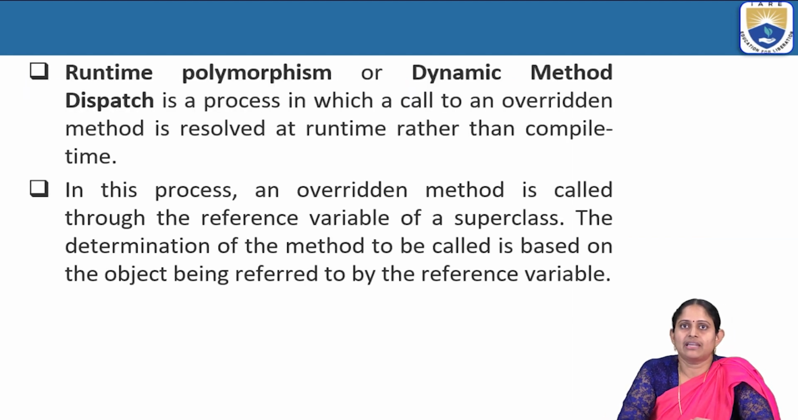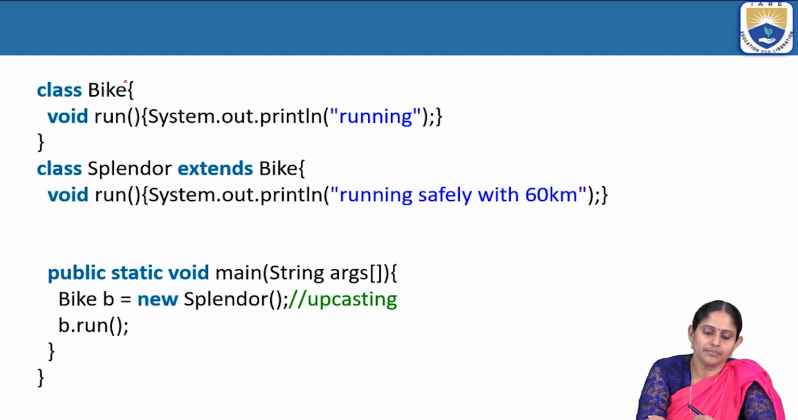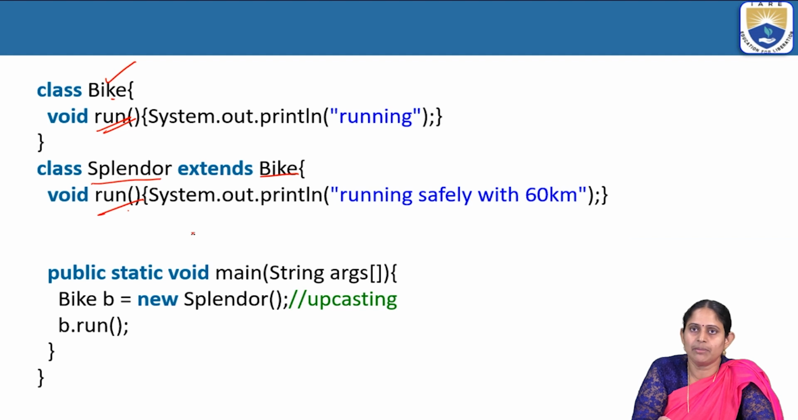Runtime polymorphism or dynamic method dispatch is a process in which a call to an overridden method is resolved at runtime rather than compile time. In this process, an overridden method is called through a reference variable of a superclass. The determination of the method to be called is based on the object being referred to by the reference variable. So here, let's say we have a parent class named Bike, and Splendor is a class which is inheriting the Bike class. The Bike class has a method run, and the Splendor class will inherit this run method and give its own implementation.